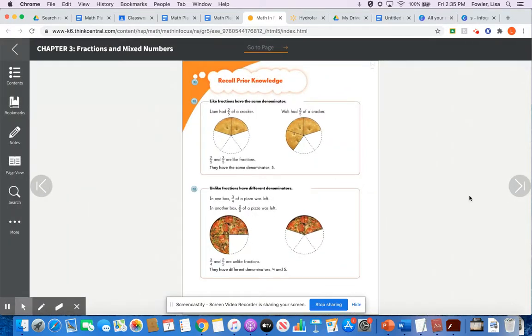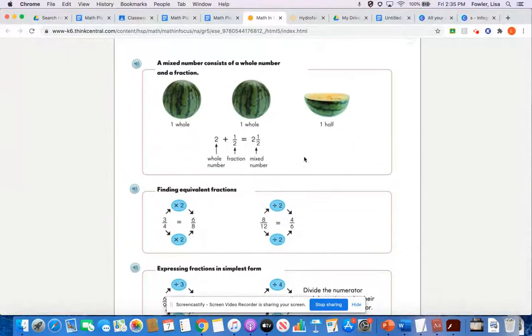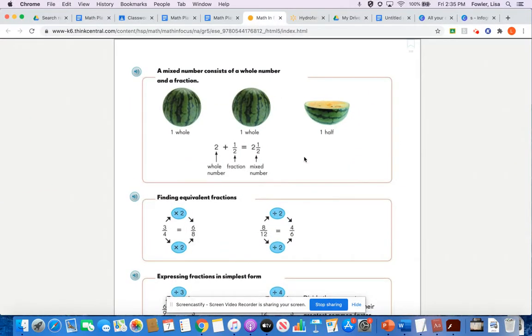All right. And a mixed number consists of a whole number and a fraction. So this one with the melon, it has 2 wholes and 1/2. And there's a whole number of 2, a fraction of a half, and here's the mixed number, 2 and 1/2.